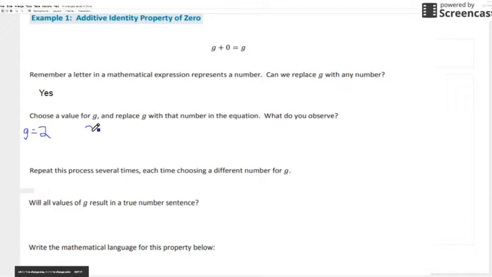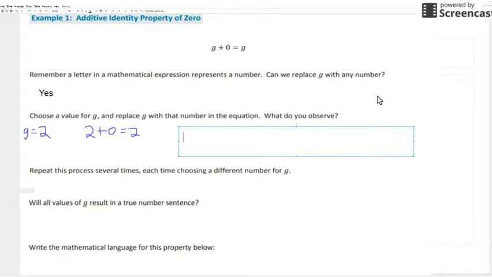All right, so if I plug that in, if I put 2 plus 0, does that still equal 2? And hopefully the answer is yes, it does. This works. So what do I observe here? What I observe is that when I add 0 to something, it doesn't change the value. So what do I observe? The value of G, in this case 2, does not change when 0 is added.